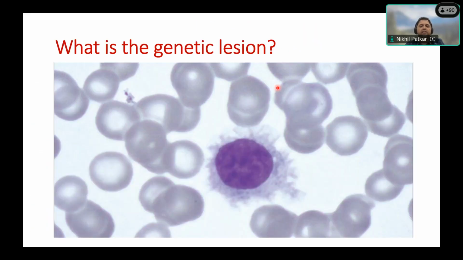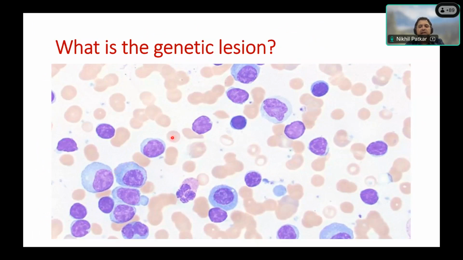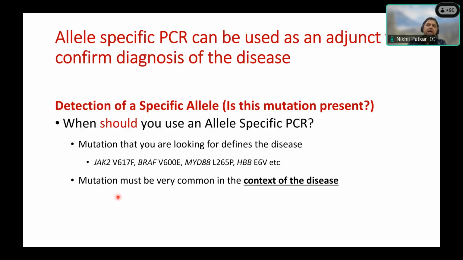Similarly, you have diseases such as this, which is an example of hairy cell leukemia, or this, where you have plasma cells and lymphocytes as well as cells which are lymphoplasmacytic in nature. And this is an example of lymphoplasmacytic lymphoma. So to diagnose entities where you can have a PCR to confirm the diagnosis of disease, this requires a specific type of PCR known as allele specific PCR, which answers the question: is this mutation present or not?